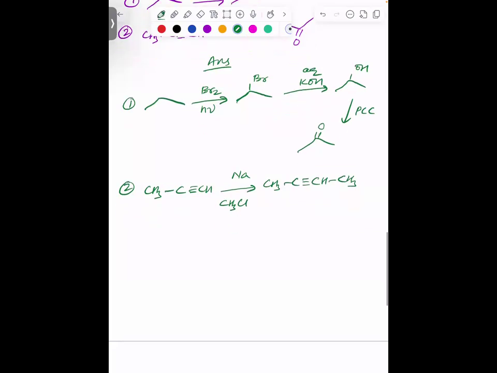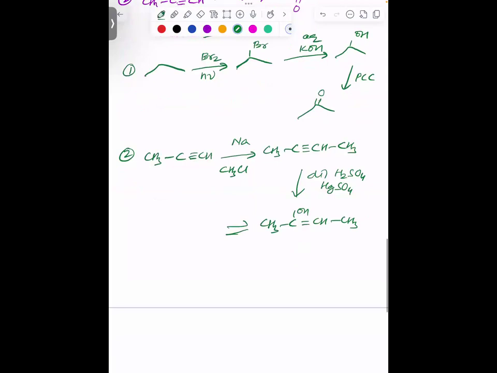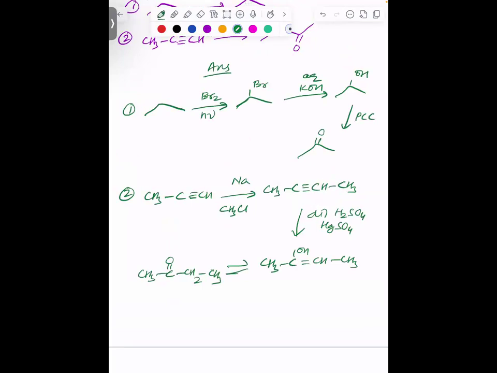Okay. So this is alkyne. Then use dilute H2SO4 in the presence of HgSO4. So that forms enol, which further tautomerises. Students, please all of you mute yourself. Okay. So these are the 2 conversions.